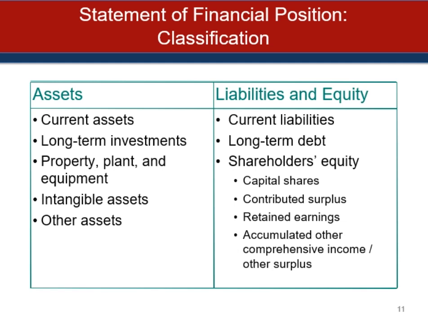So a quick list of assets versus liabilities and equity is shown here. So the major categories of long-term investments, property, plant, and equipment, intangible assets, and other long-term assets would be non-current, and liabilities are generally current or long-term, with the shareholders' equity components that we talked about.